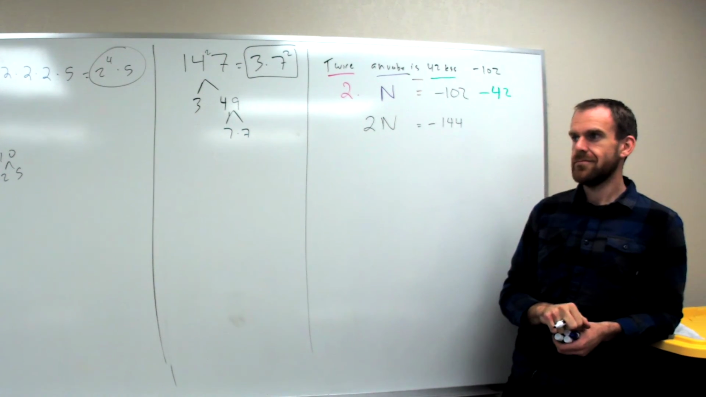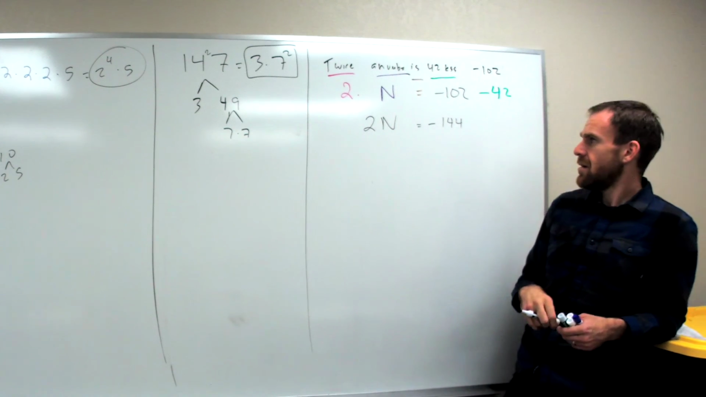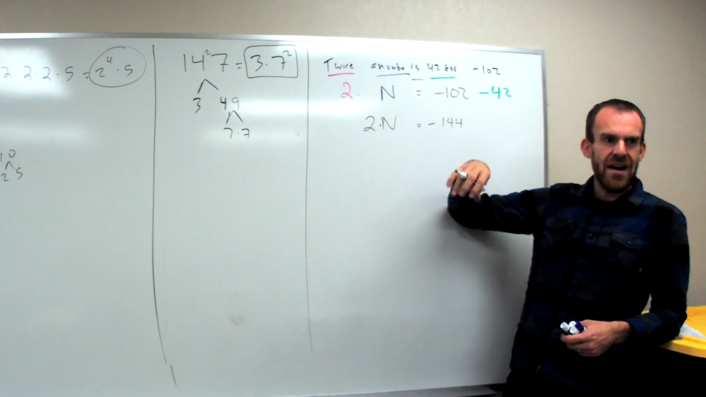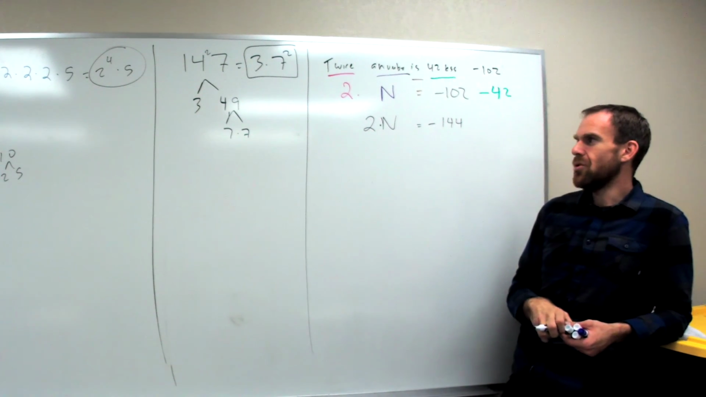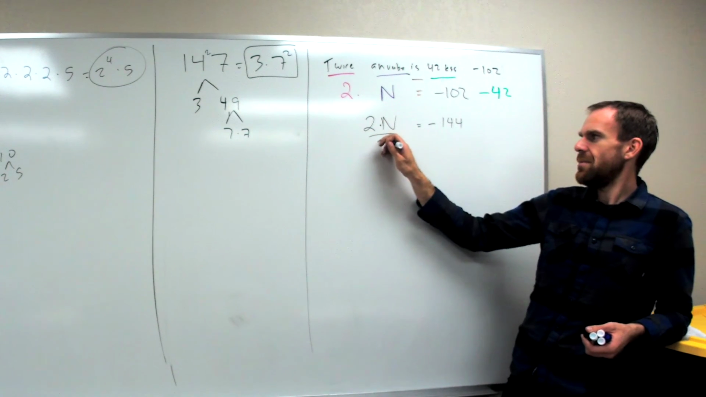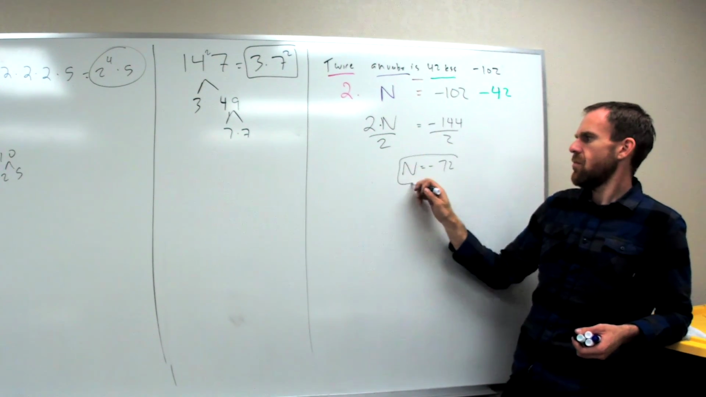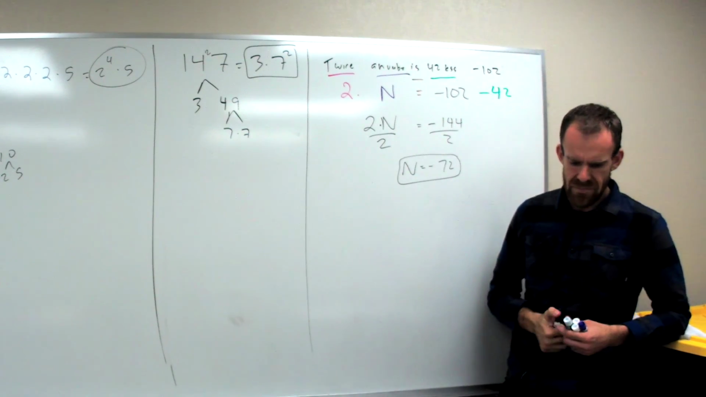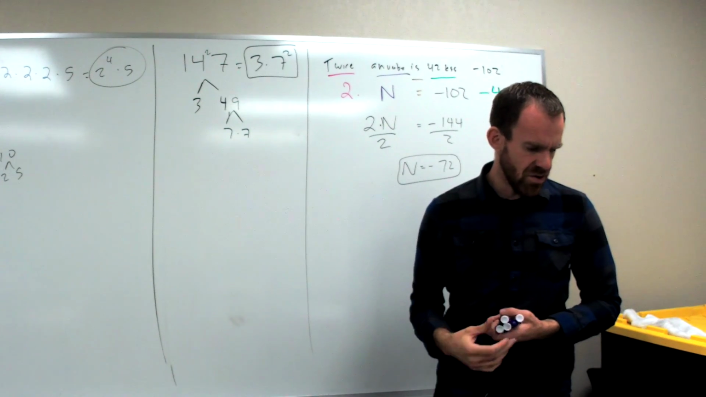You're like, okay, I cannot read the face. Okay, now, after subtraction and addition, I'm going to do multiplication and division. So, would I multiply or divide by 2? Divide by 2. So n equals negative 72. Okay, that's it. And that is lesson 33.